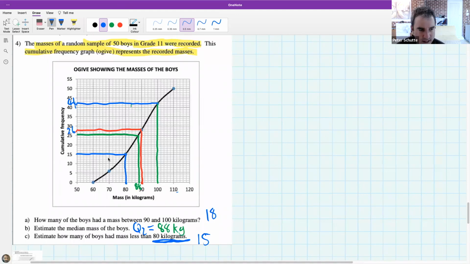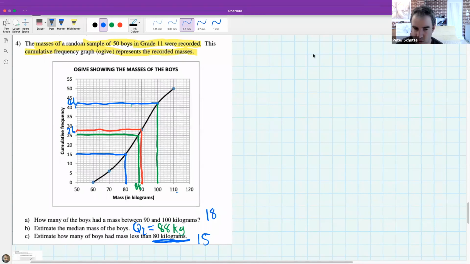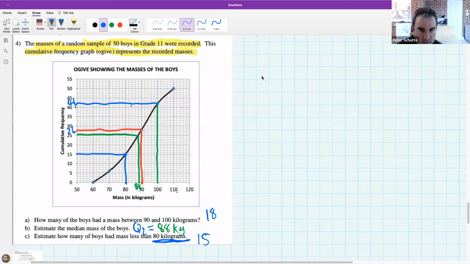Now, to extend this idea, I could also ask you, how many students weigh between 80 and 90 kilograms using this ogive? This is going to be the last question. We're going to call it for today. If you had to estimate how many students weigh between 80 and 90 kilograms, that's my last question of the day for interpretation. We know that there are 15 students that weigh 80 or less. How many students weigh 90 kilograms or less? And then can we work out how many weigh between 80 and 90?